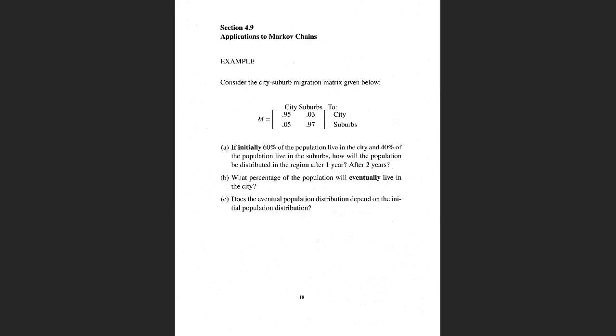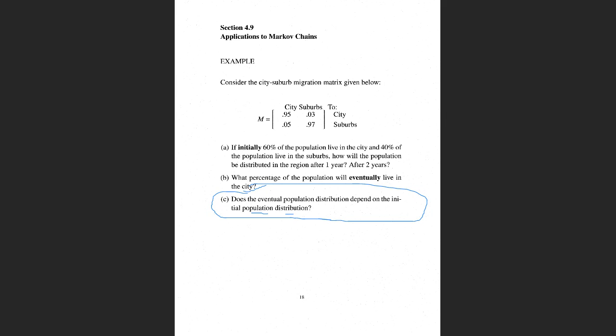So now part C says, does the eventual population distribution depend on the initial population distribution? In other words, we started out with 60% of people in the city and found that eventually, after many years, there will be 37.5% of people living in the city. But what if we started out with 80% of the population living in the city? Would that change the final result?